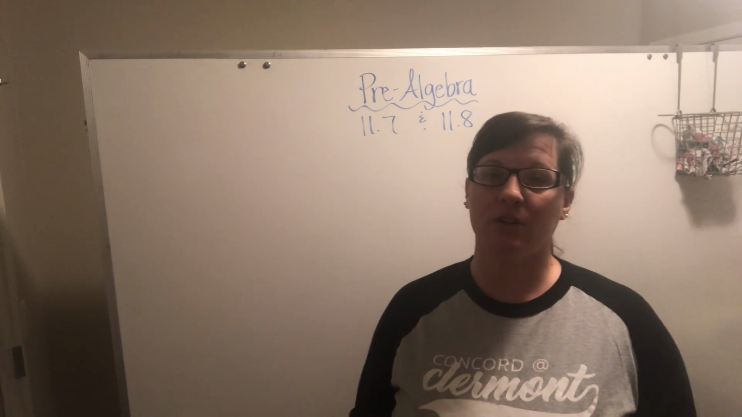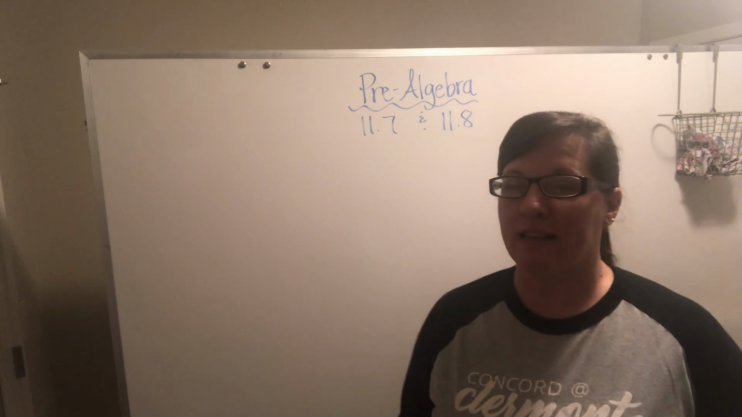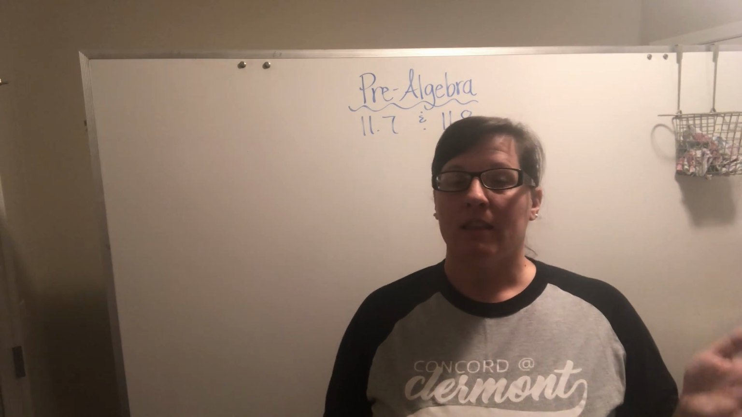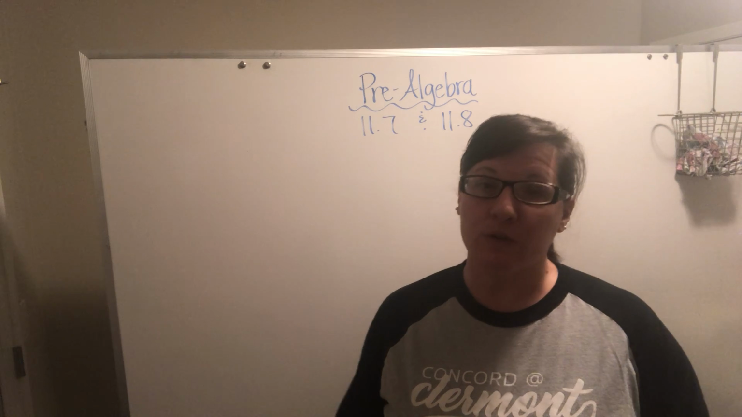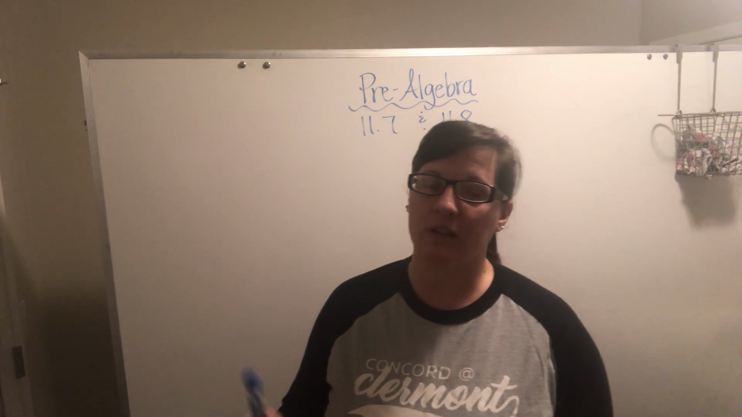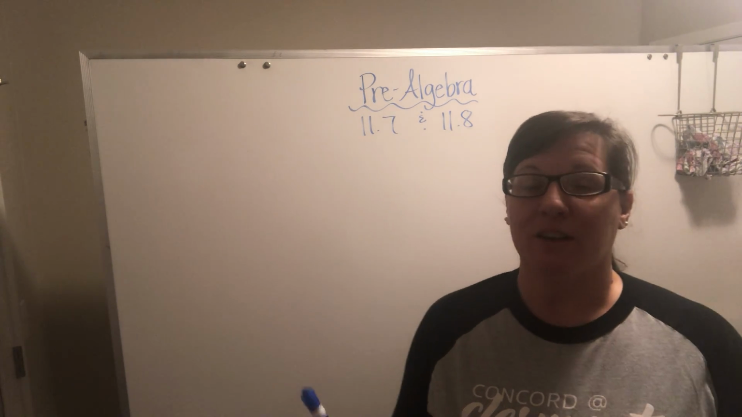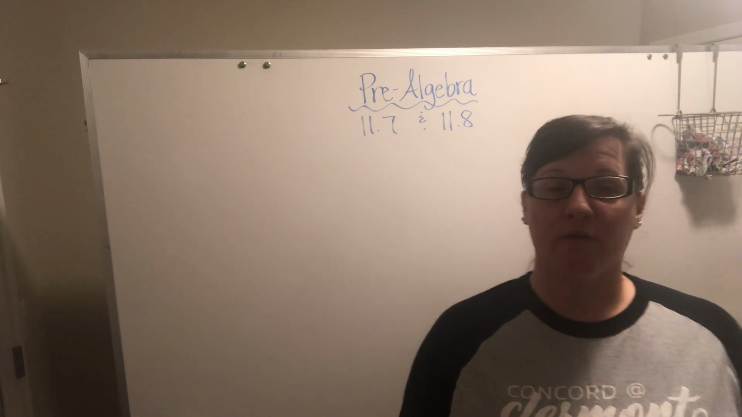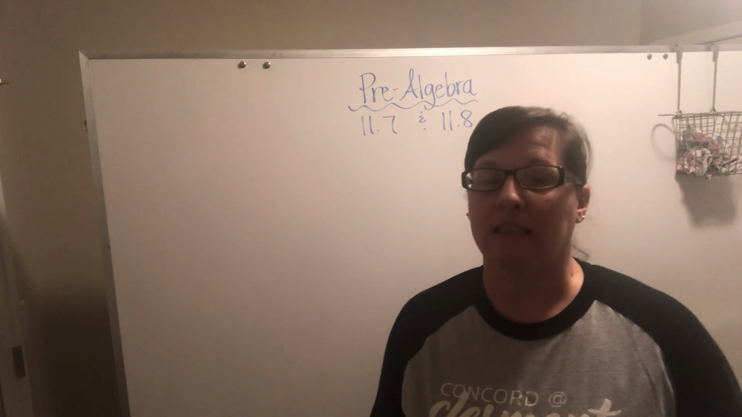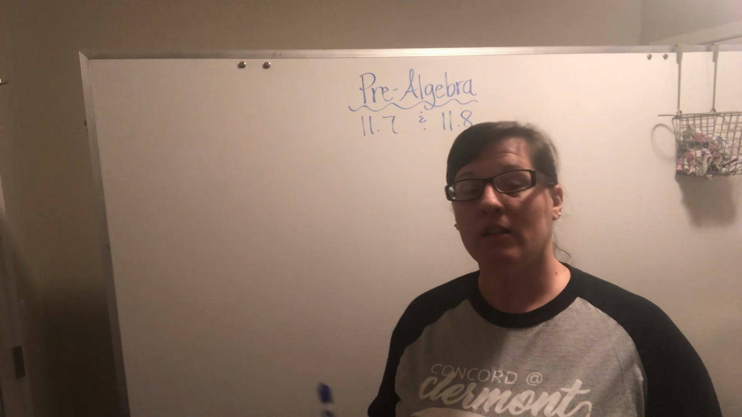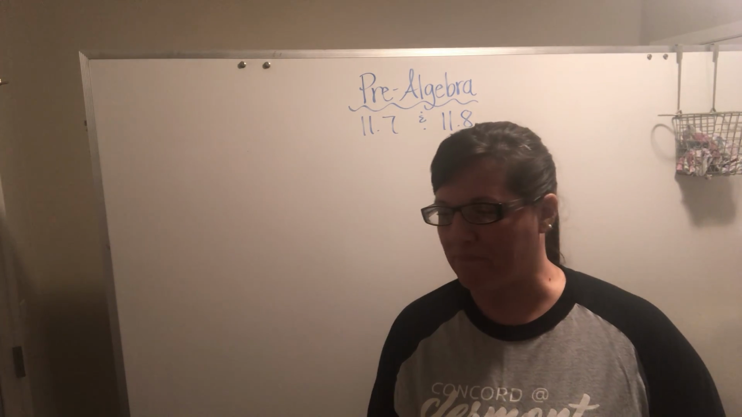So yesterday we talked about slope, remembering that m is the letter that stands for slope, that when you find slope you're looking for rise over run. Another way to think of it is the change in y over the change in x. And lastly, y2 minus y1 over x2 minus x1.